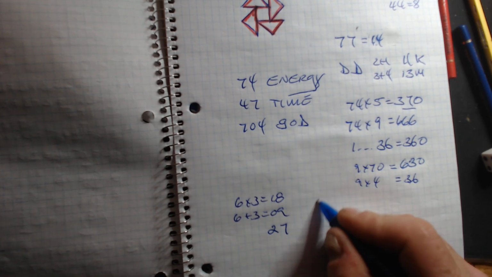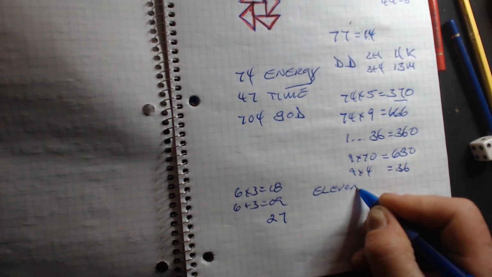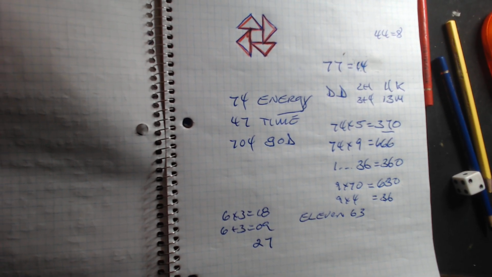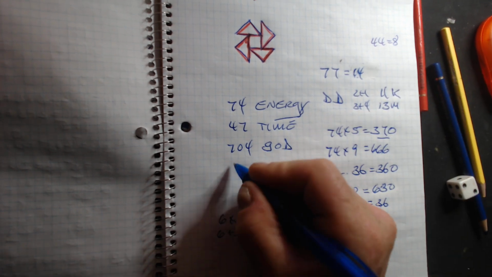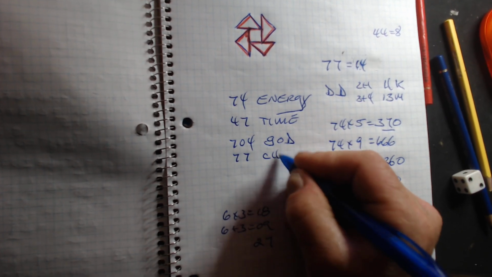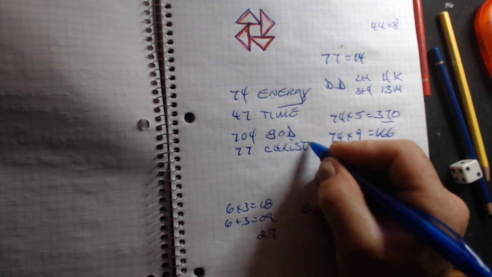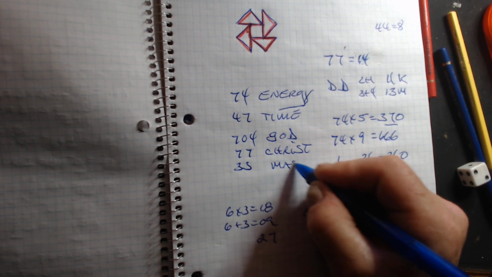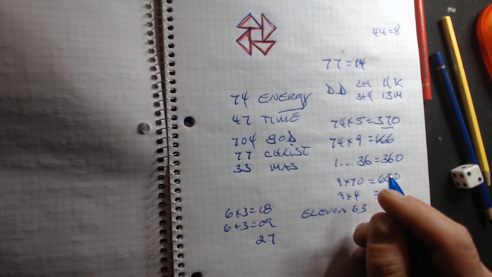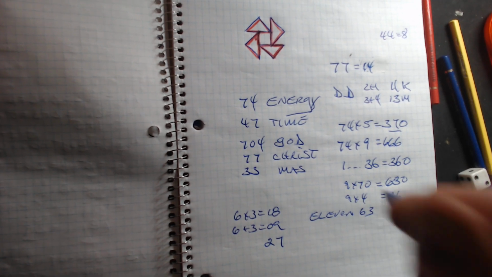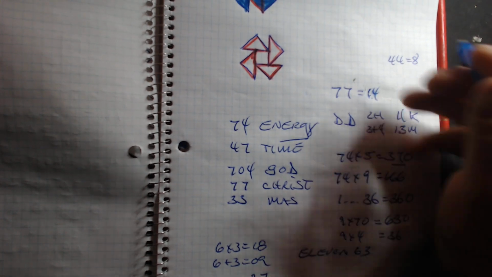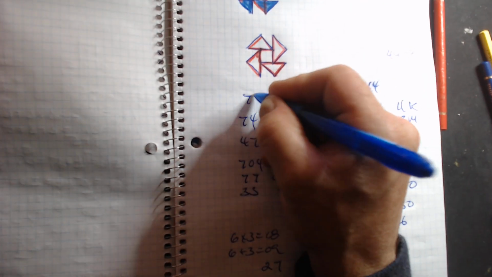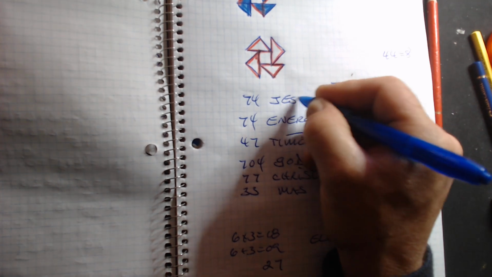As well to note that number 11 equals 63. Where else am I going to go with this? 77, okay, is Christ. 33 is formation, and it also creates the word mass or the word gold in French, or. Where am I going to go with this next? Let me think a little bit more. MK representing 74 is also Jesus.